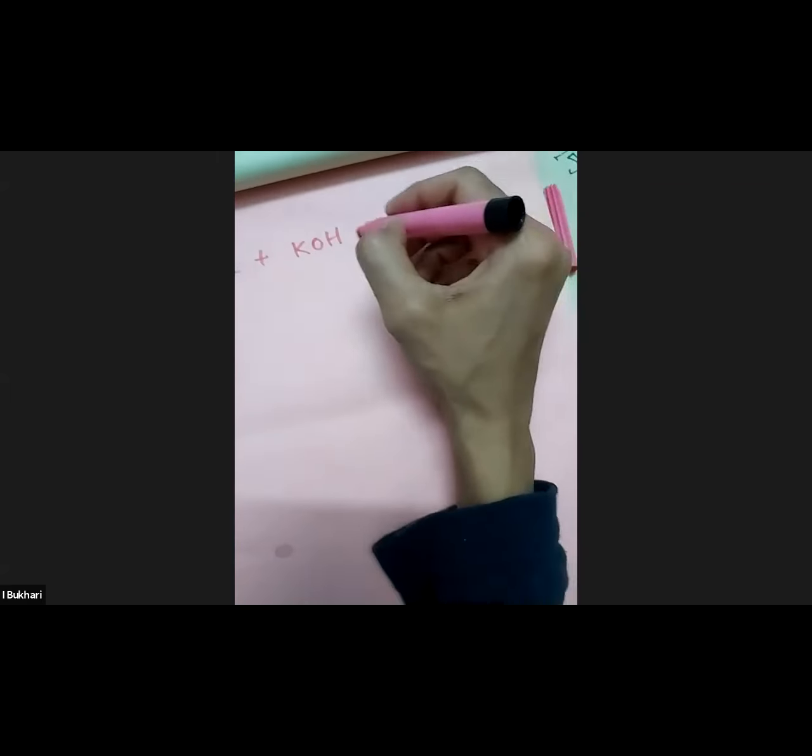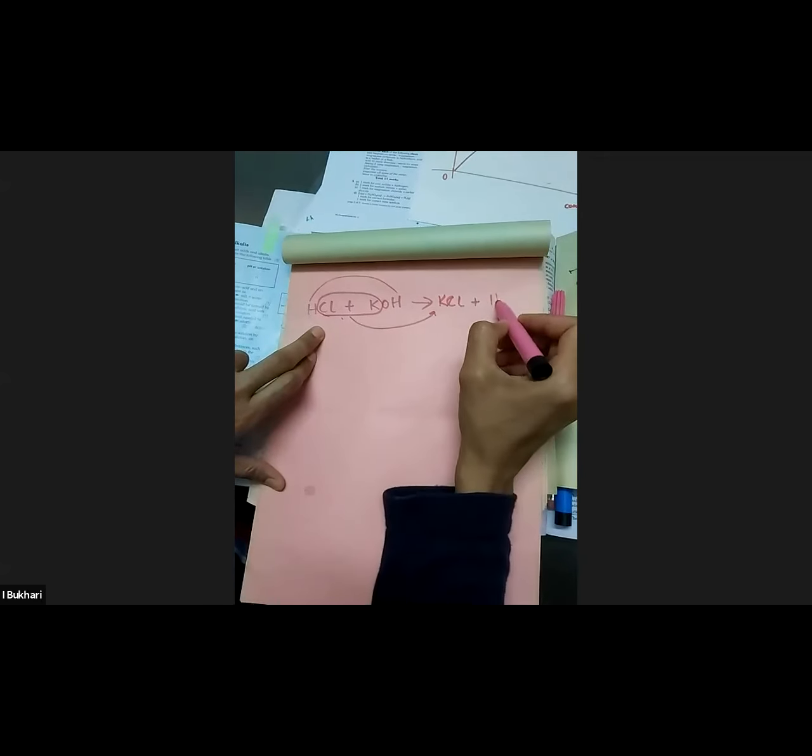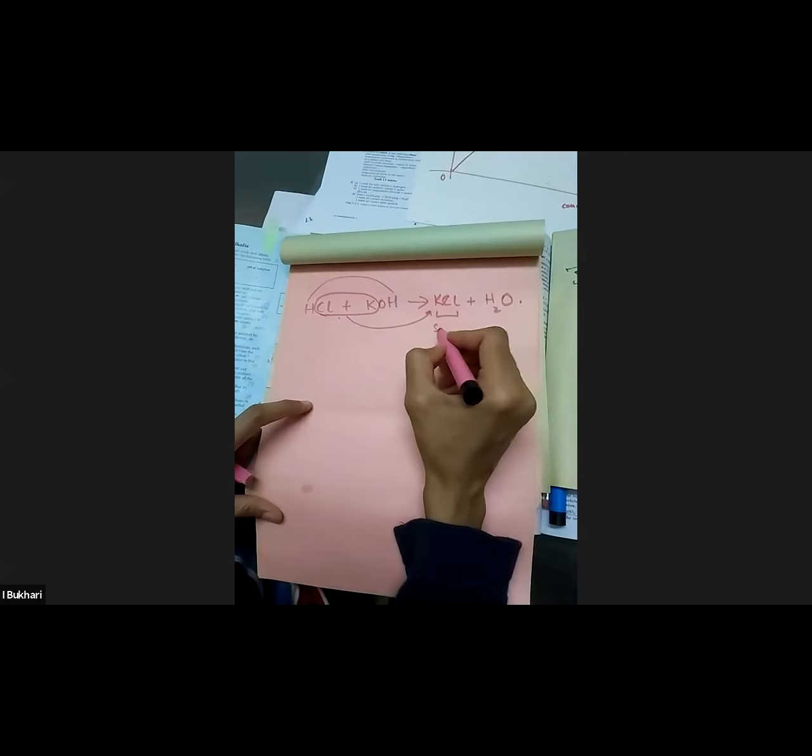Why do we have potassium chloride? Because this is hydrochloric acid plus potassium hydroxide. Okay, so insiders react together and the outsiders react together. So we get potassium chloride plus water. So potassium chloride would be the salt in this case.